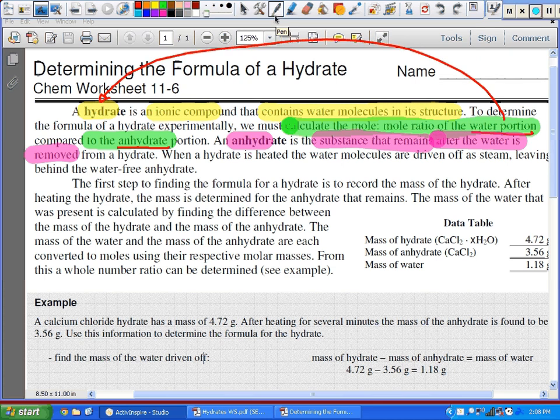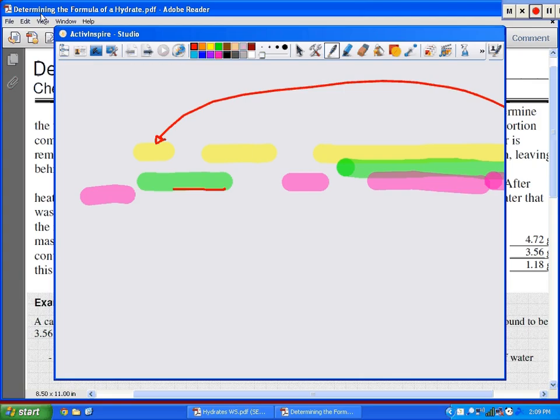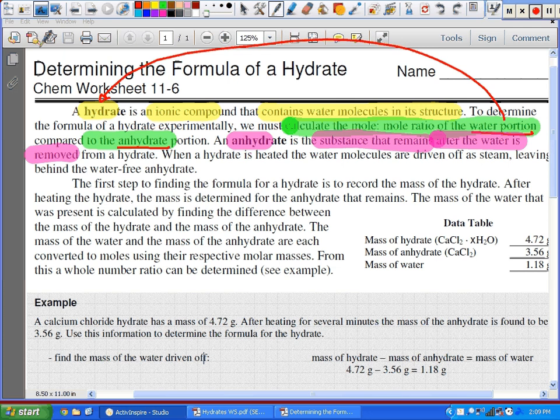All right. The first step to finding the formula of the hydrate is to record the mass of the hydrate. Why do you need that? Why do you need the mass of the whole thing with water? Bingo. So, sorry, that's not what I want. I'll tell you what, yeah, we can do that. Change your color. All right. First step, mass of the hydrate. That's the first step you're going to need.